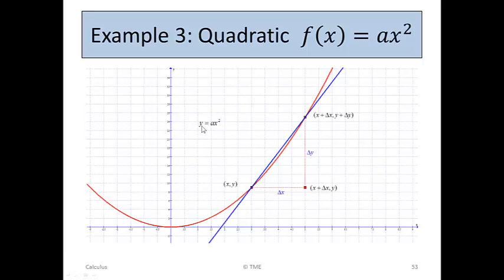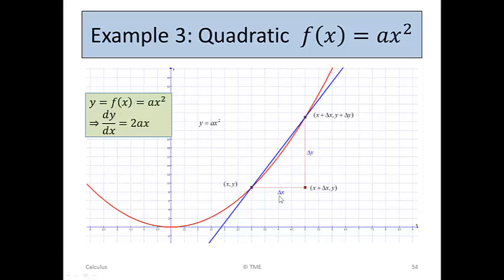So if we now look at the graph of y equals ax squared, we can see here's the quadratic form of it. Here's our (x, y), and our (x plus delta x, y plus delta y). And we can find the ratio now of this delta y over delta x. And from first principles, we know that if y is equal to f(x) is ax squared, dy/dx is 2ax. So the slope is 2ax.